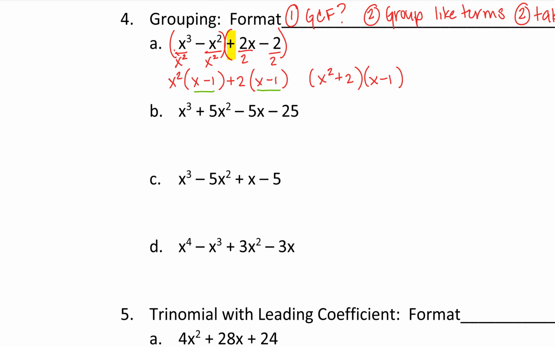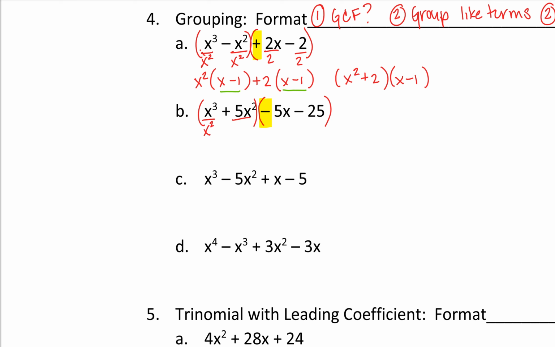All right, so let's take a look at our next one. Again, I'm grouping. I'm making sure I put my first two terms together, and now I do my second two terms together. Notice that negative, I kept him in that second parentheses. So I'm going to find their greatest common factor. X cubed, 5x squared have just an x squared in common. So I pull out an x squared. That negative 5x and negative 25, they both have a negative 5 in common.